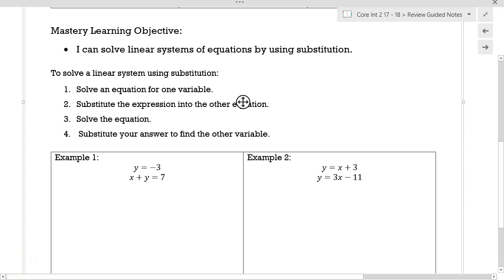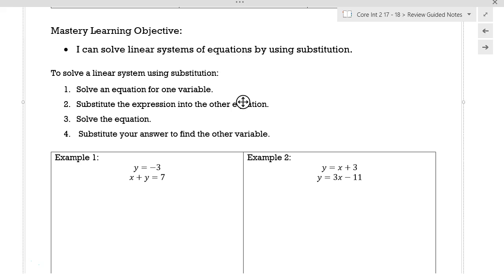Hi guys, this is Mrs. Payne, and today we're going to be looking at our math learning objective: I can solve linear systems of equations by using substitution. Before our last video, we were solving linear equations. Now we're solving linear systems of equations.